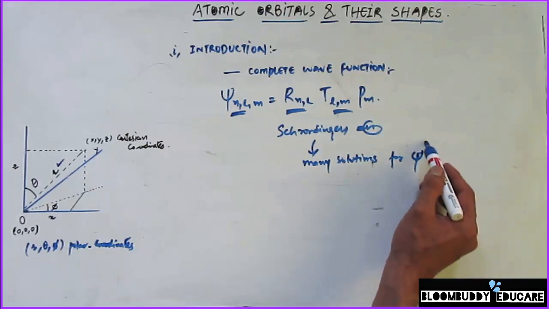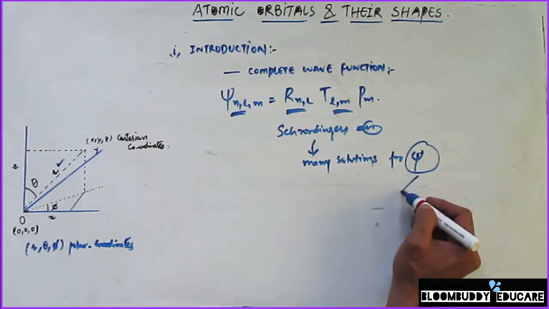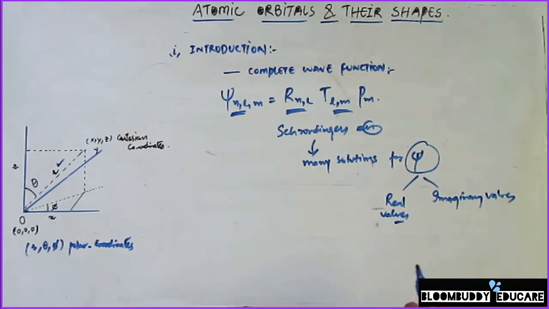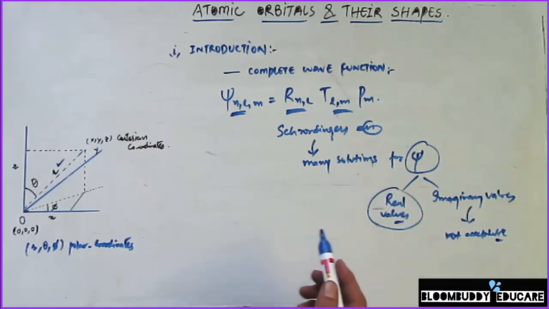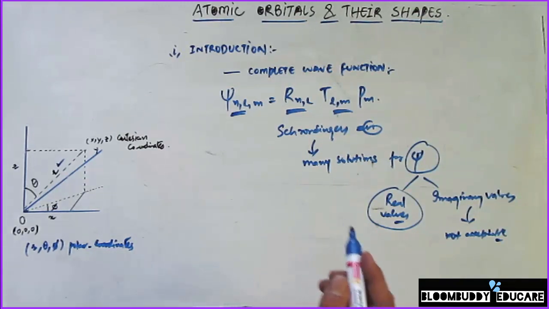Some of these values that we obtain for psi from the Schrodinger's equation are going to be imaginary values and some are going to be real values. The imaginary values of psi that we obtain from the Schrodinger's equation are not acceptable. So we don't accept the values that seem to be imaginary. In a similar manner, the values that are real are the acceptable values, and those values actually tell us the total energy that an electron has in a particular orbital.